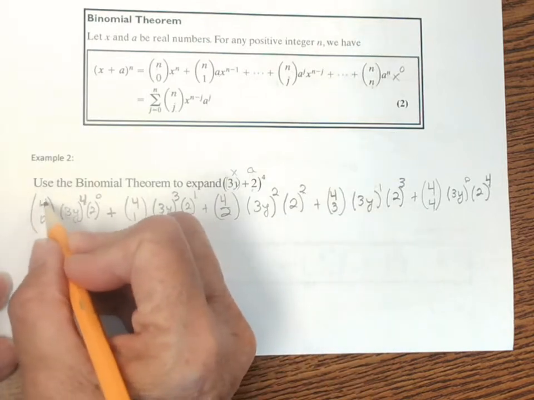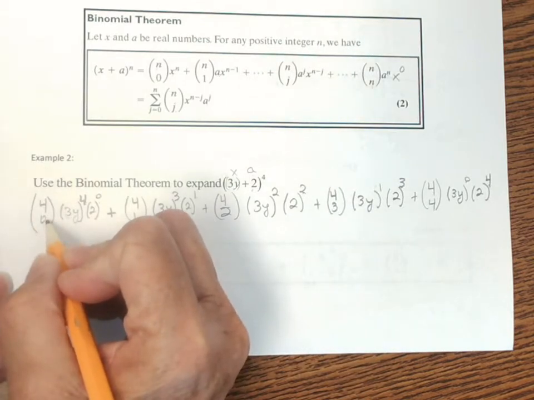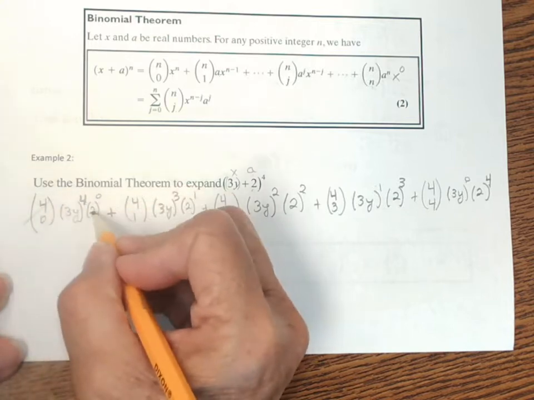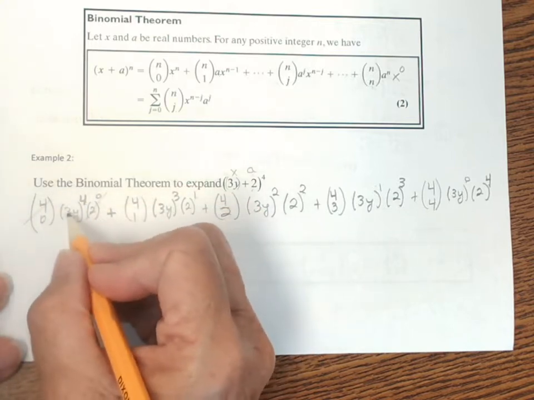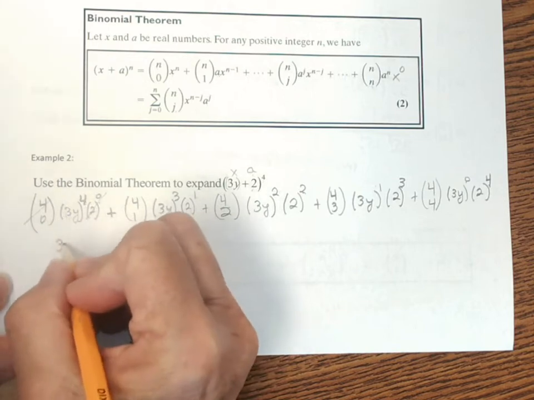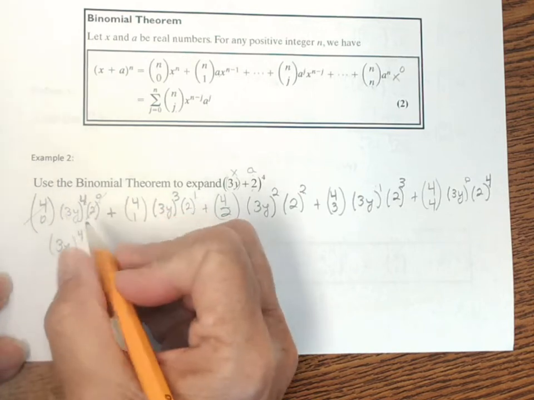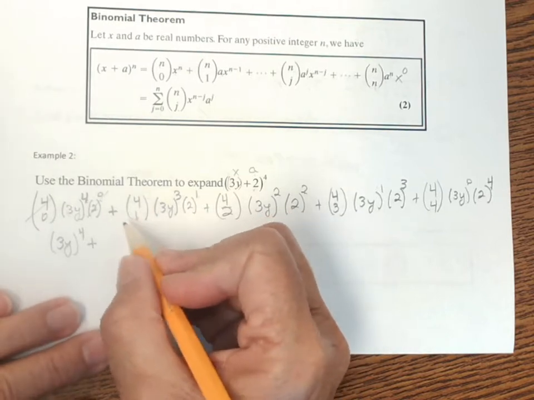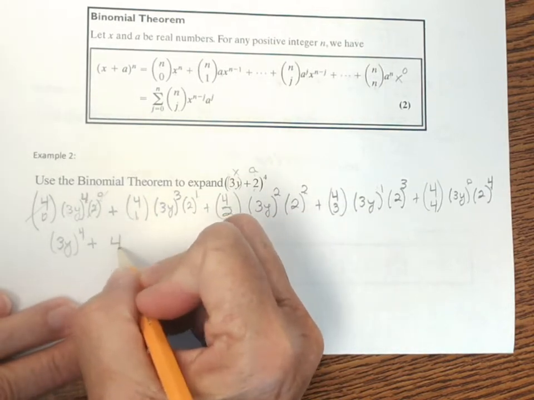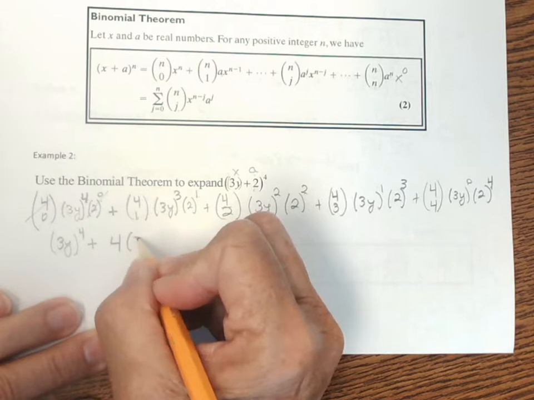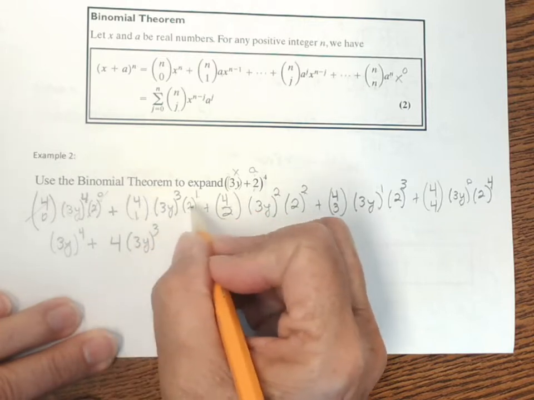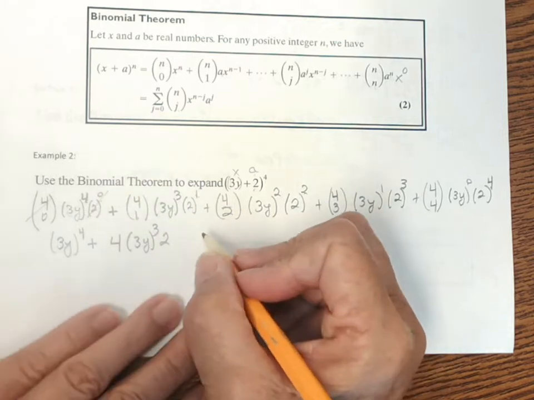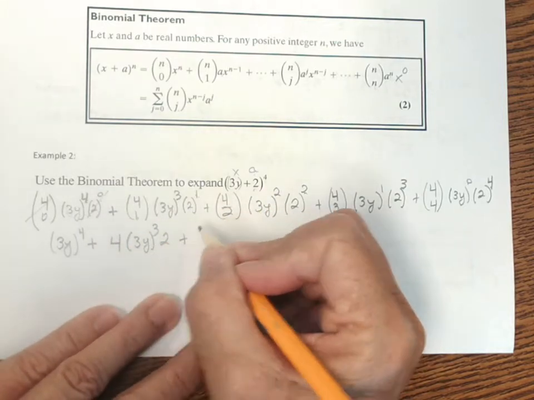So 4 taking 0 at a time. Well, that's going to be 1. 2 raised to the 0 power is 1. So this is really just 3y to the fourth power. Plus 4 taking 1 at a time, well, that's 4, multiplied by 3y cubed, multiplied by 2 to the first power. Okay, so all that's multiplied together.